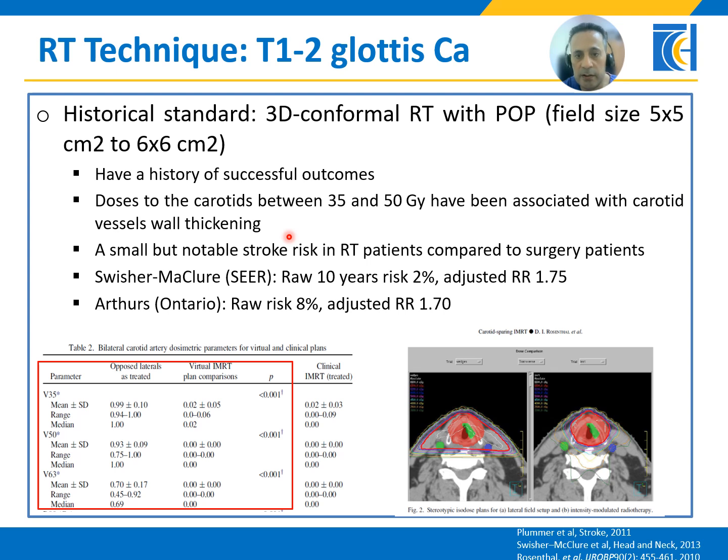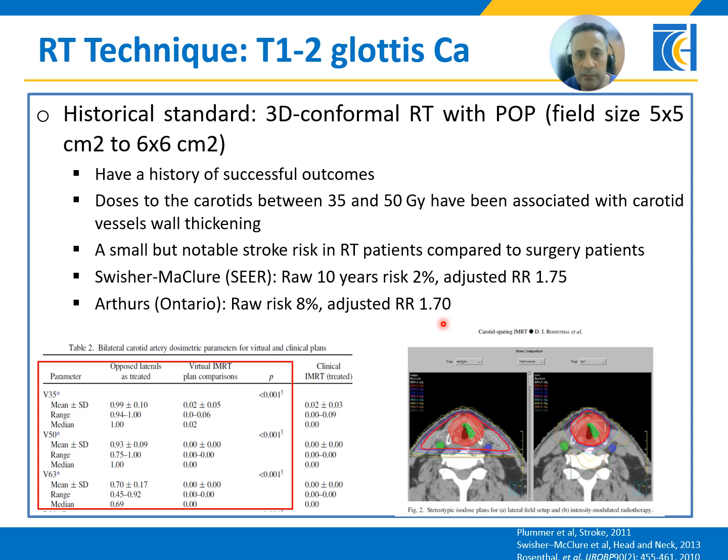A study from SEER indicated a 1.75 times higher risk ratio with radiation compared to laser resection. This data was confirmed by authors from Ontario and showed an increased risk ratio of 1.7 for two lateral opposing fields compared with transoral laser surgery. These findings have generated greater interest in IMRT.